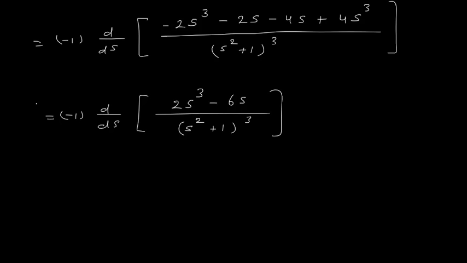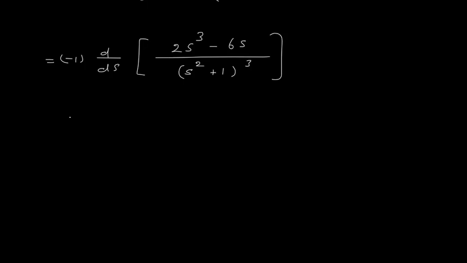So I will take 2 common. So this is minus 2 I will take out. It is d by ds and here it is s cube minus 3s. S also we must have taken out, but again I have to differentiate, so let it be, divided by s square plus 1 the whole cube.